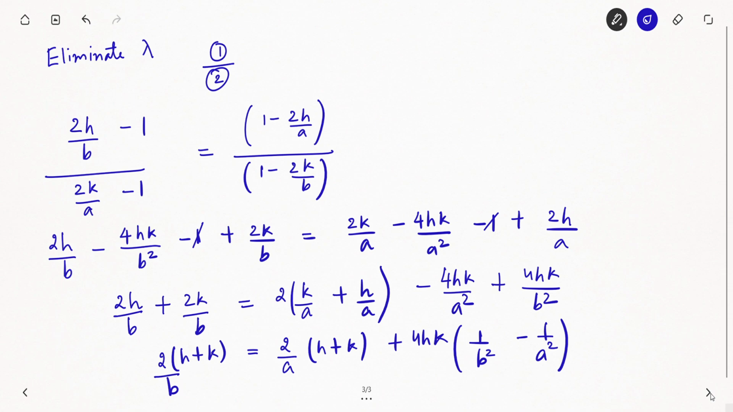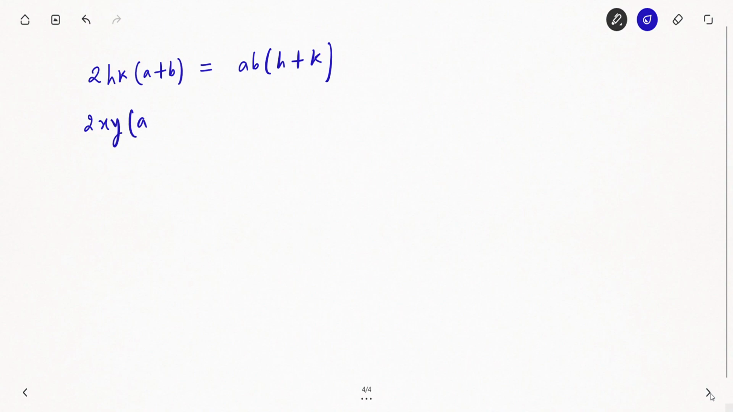Now if I simplify further by bringing this whole term to the left hand side, then upon simplification I get 2hk times a plus b is equal to ab times h plus k. Replacing h and k with x and y, we get 2xy times a plus b is equal to ab times x plus y. So this was the thing that we needed to prove.